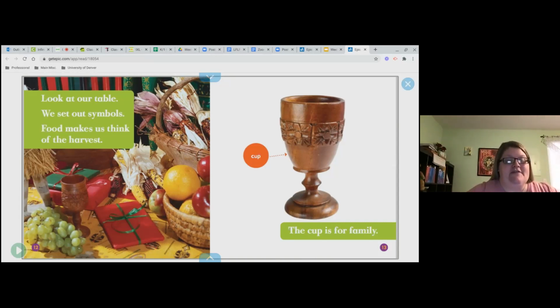Okay. So now I want you to look at this nonfiction text. I've got my cursor here. This is called a label, and it's pointing to this cup. And it says, the cup is for family. Lyric, what is the cup a symbol of? The cup is for family. Yes, Lyric. I love that you pulled that text evidence right from the book.